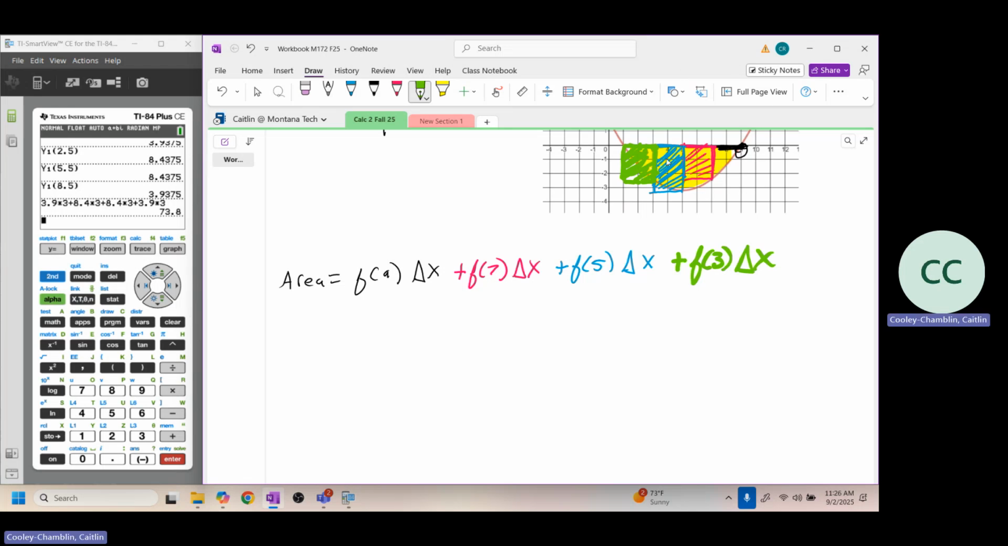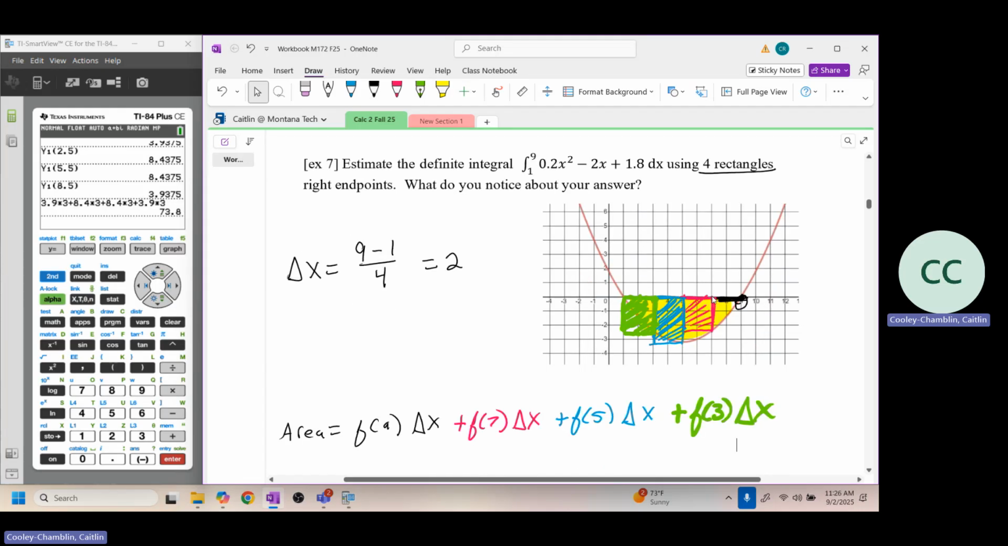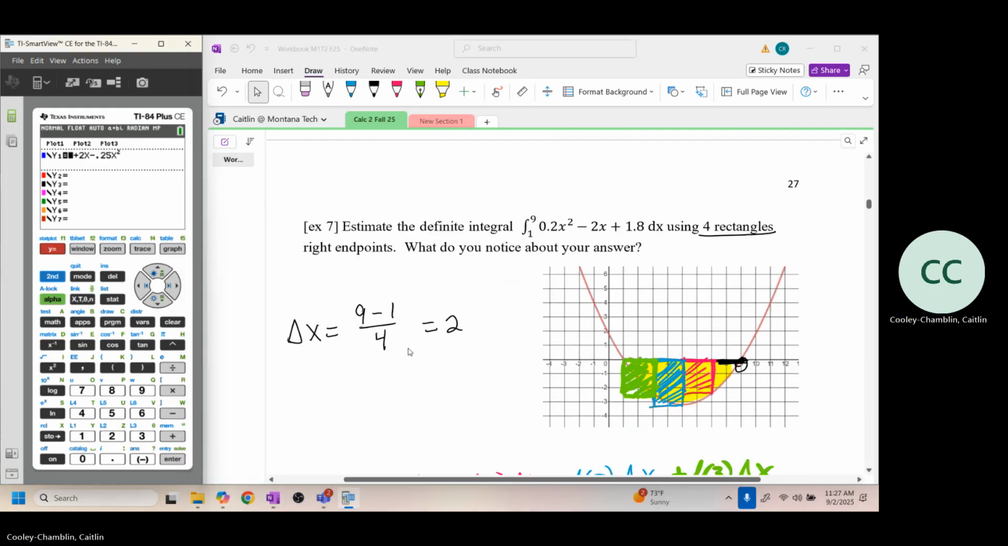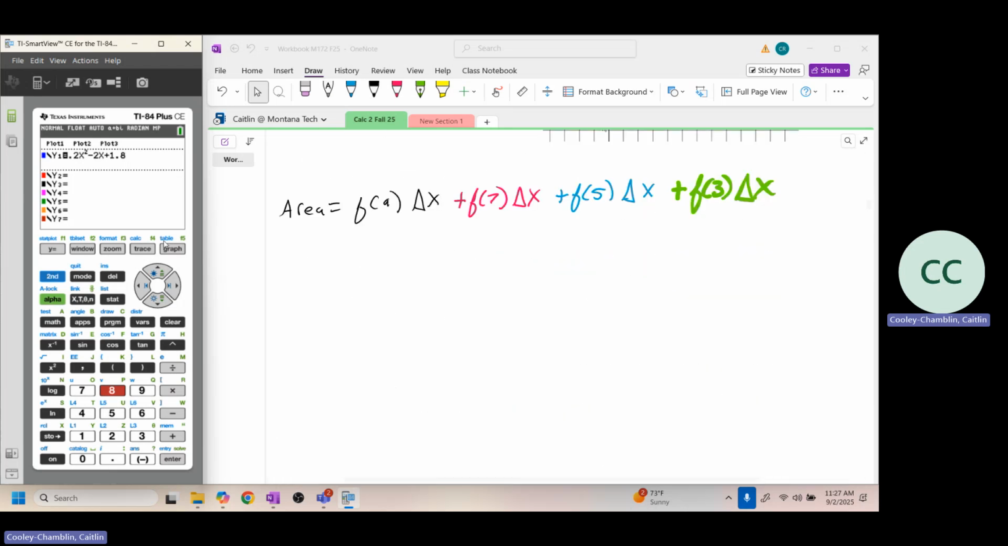Okay, so I want to evaluate my curve at each of these, at 9, 7, 5, and 3, so I get the heights of my rectangles. I'm just going to go into y equals and type in 0.2x squared minus 2x plus 1.8. And I'm going to go into my table so that I can see what my function is at 9, at 7, at 5, and at 3. So second graph, and the first one we're looking at is 9.